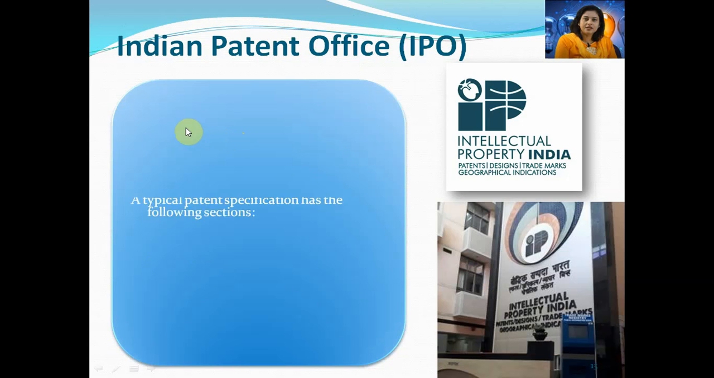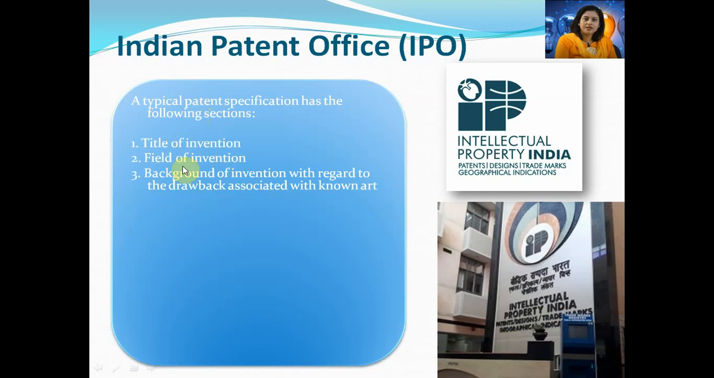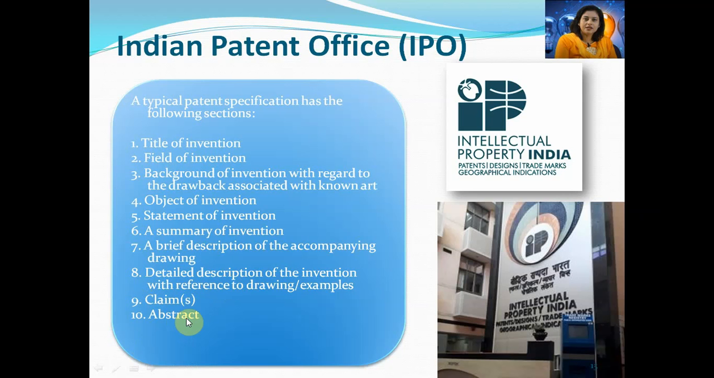Indian Patent Office or IPO. A typical patent specification of IPO has the following sections: title of invention, field of invention, background of invention with regard to the drawbacks associated with known art, object of invention, statement of invention, summary of invention, brief description of the accompanying drawing, detailed description of the invention with reference to drawing or examples, claims, abstract.